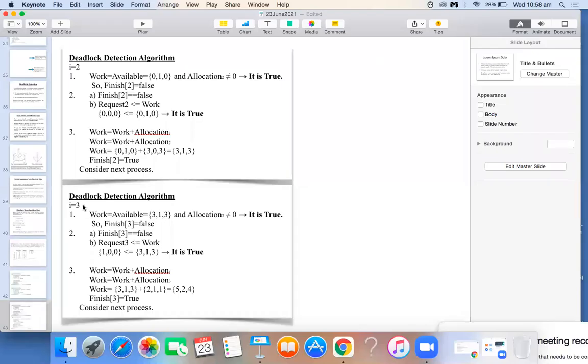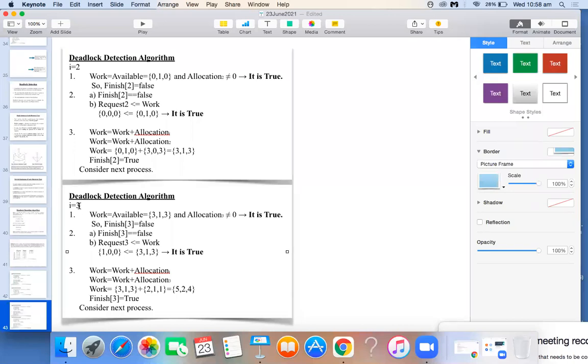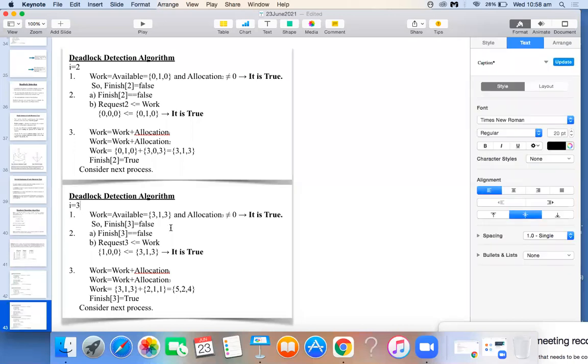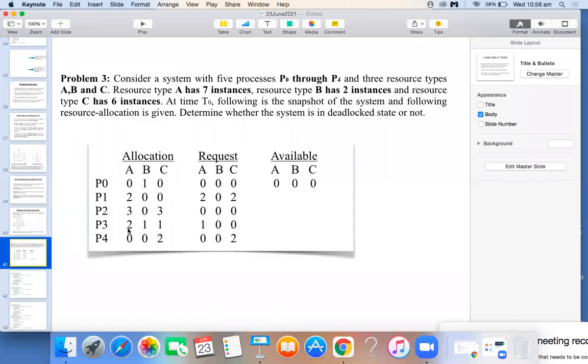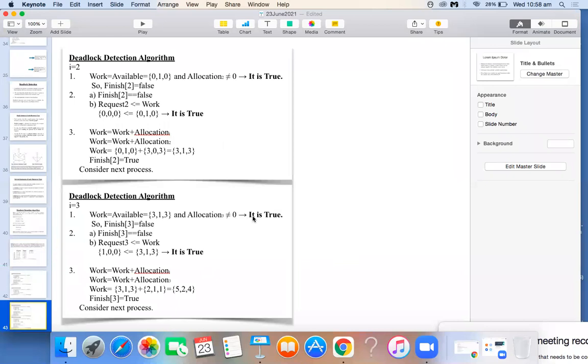Okay, so now we are considering the next process, that is process 3. So i is equal to 3. Work is equal to available, the previous value we have to consider here. Check whether allocation of 3 is not equal to 0. What is allocation of 3? It is 2 1 1, correct? So obviously it is not equal to 0, correct? So we are writing it as true. So make finish of 3 is equal to false. Go to step number 2.